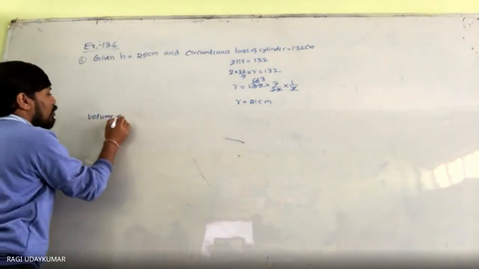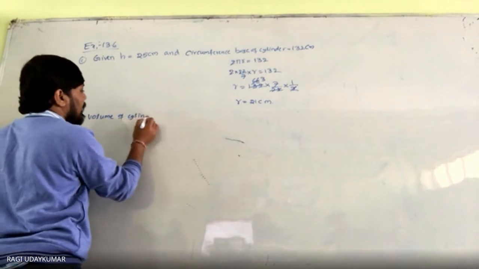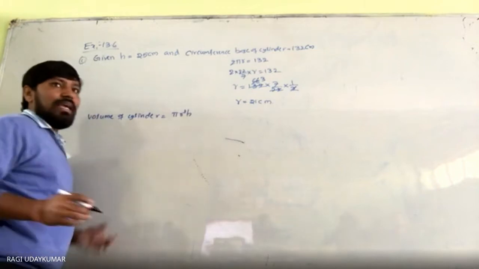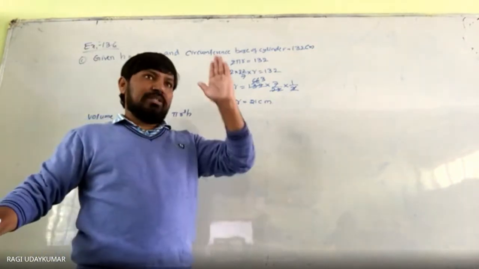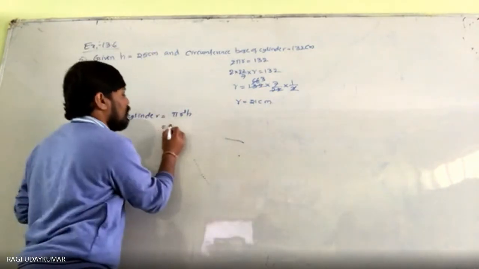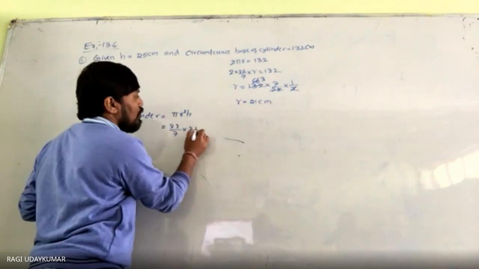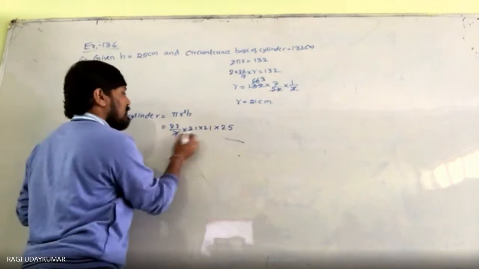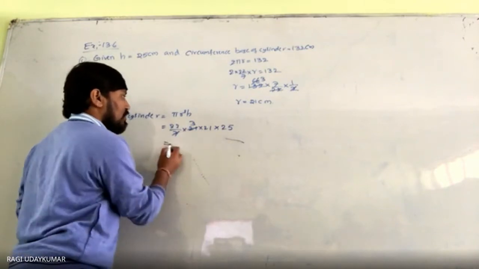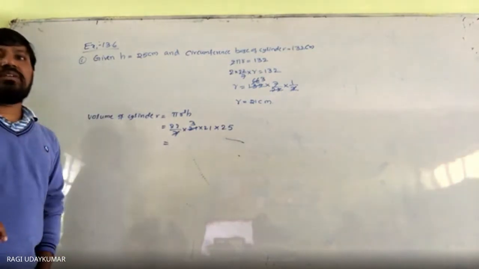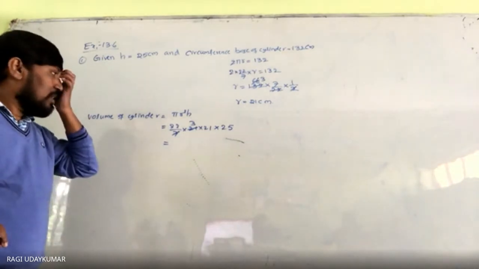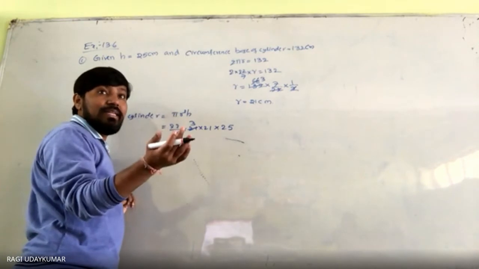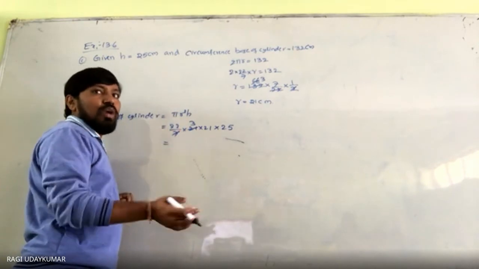So volume of the cylinder is equal to pi r squared h, that is, area of the base into height. So 22 by 7 into 21 into 21 into height, which is 25. Now you multiply that, and here how many liters of water it can hold is the question, so you have to divide.